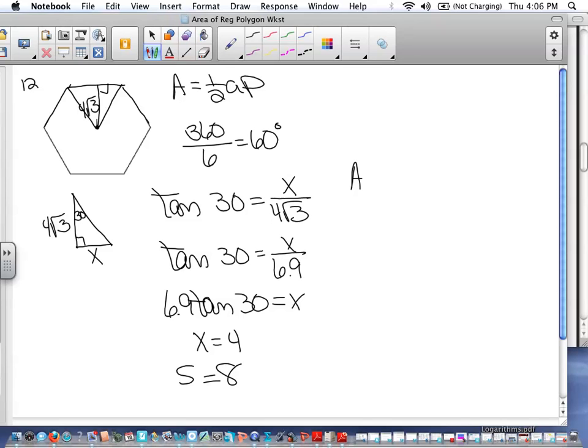So now the area is equal to 1/2 the apothem, 6.9, times the perimeter, 6 times 8. So the area for number 12 is about 165.6 units squared.